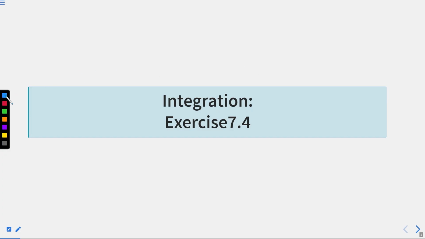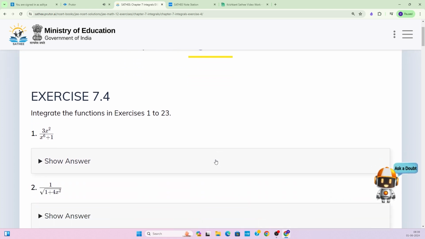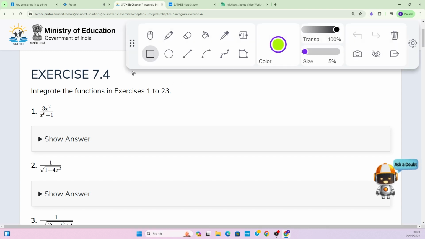In today's session, we will be seeing NCERT exercise 7.4 solution. Okay, so let's see the first question of our 7.4 exercise. So integrate 3x square divided by x power 6 plus 1. Okay, you have to evaluate it. So let's see how we are going to evaluate it.